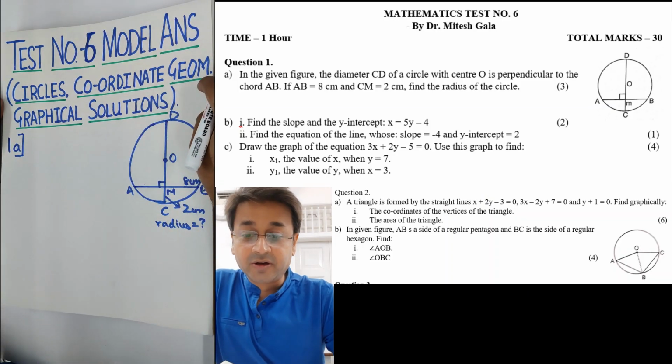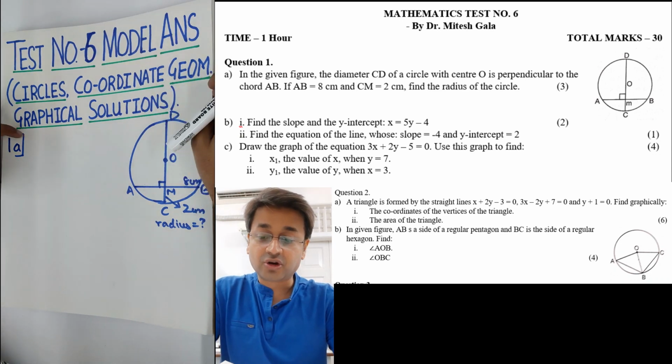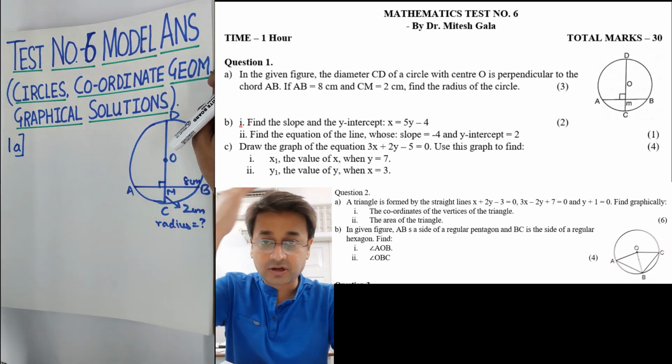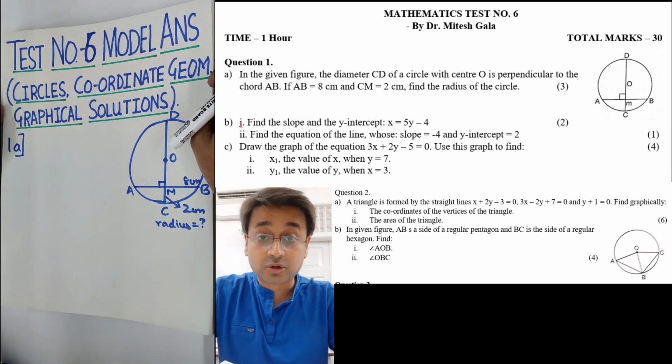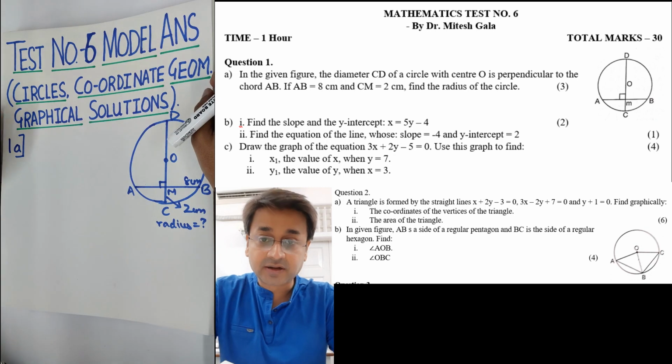Hi, we are getting into test number 6, the model answer, obviously, on circle, coordinate geometry and graphical solutions. So only 3 topics and all 3 are good topics, okay? The question paper is also there in the description box.